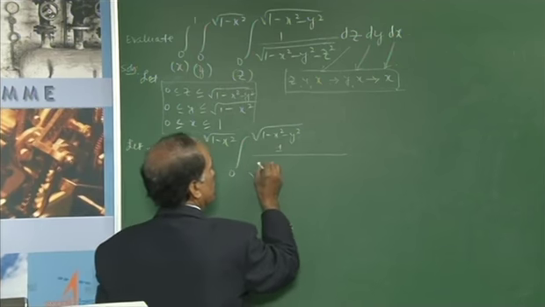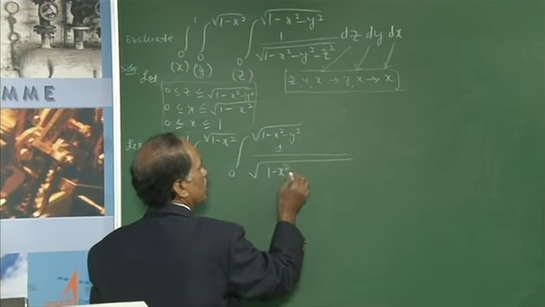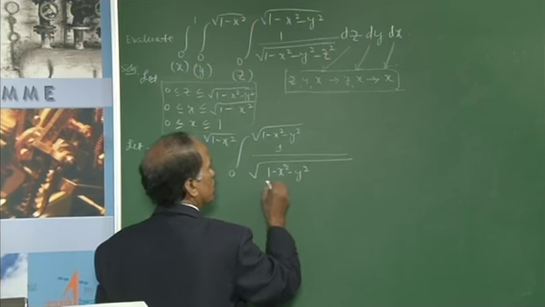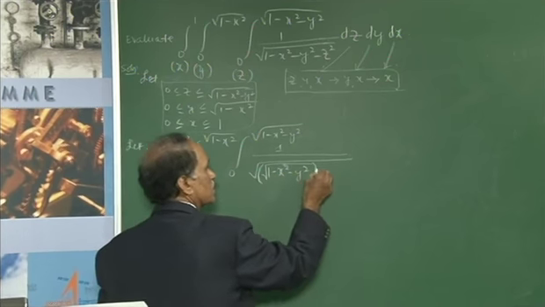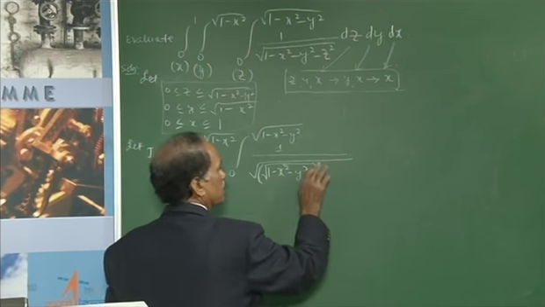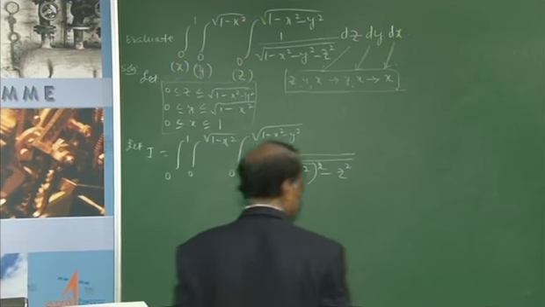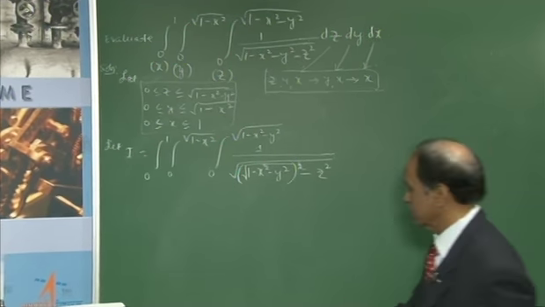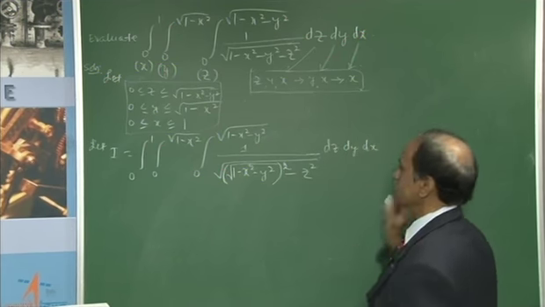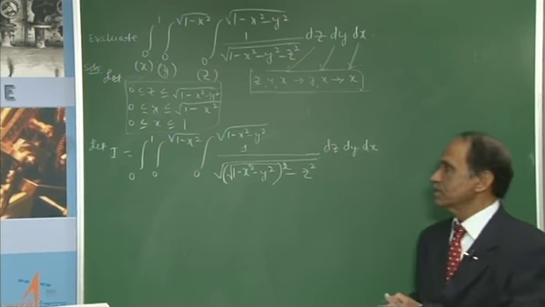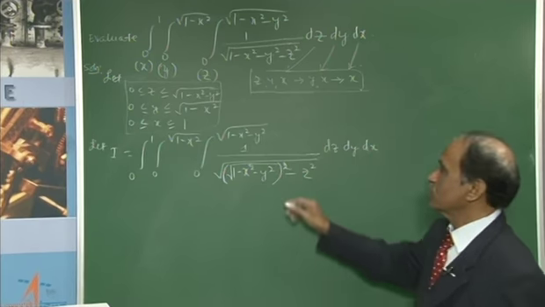Okay. Then under the root you can rearrange 1 minus x square minus y square, under one more square root sign you apply, that means the whole square you can write, minus z square. Then you will designate dz, dy and dx.